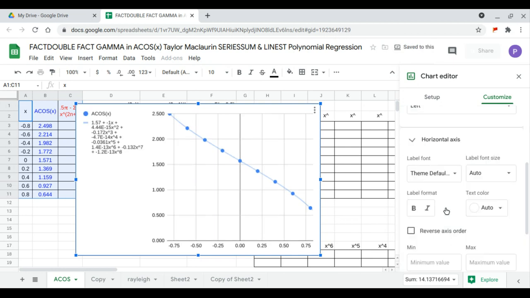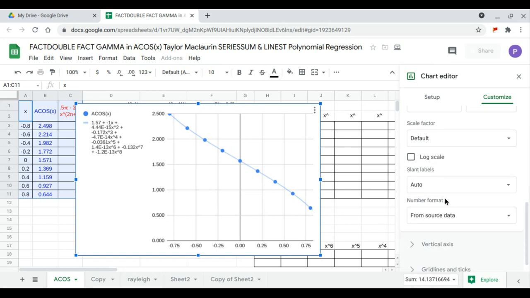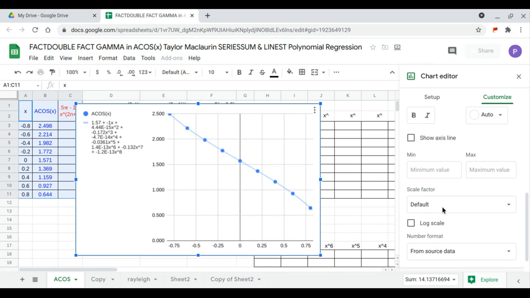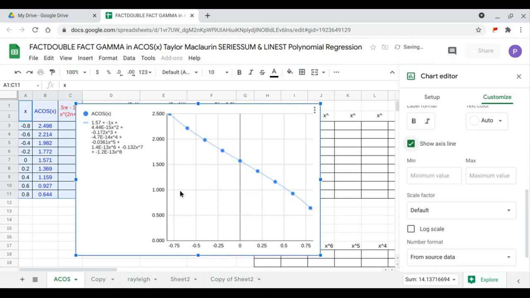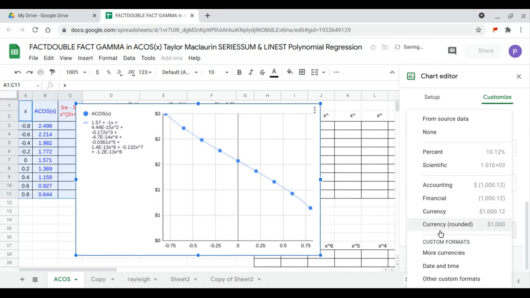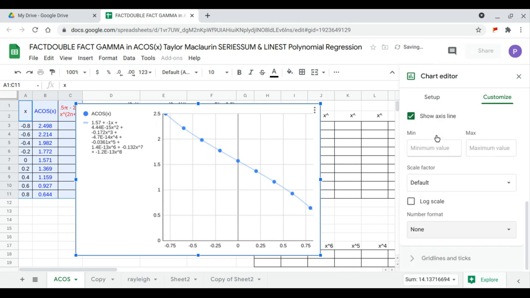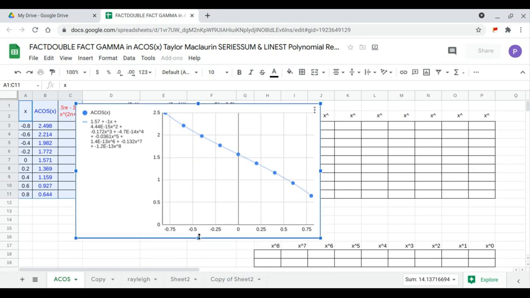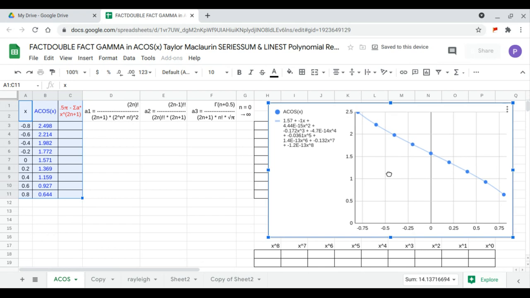And the horizontal axis, the number format, none. For the vertical axis, show the axis line. That's the axis line. And the number format, we'll change this number format to none. That's the number format, none. And here's the trend line, polynomial to the 8th degree.